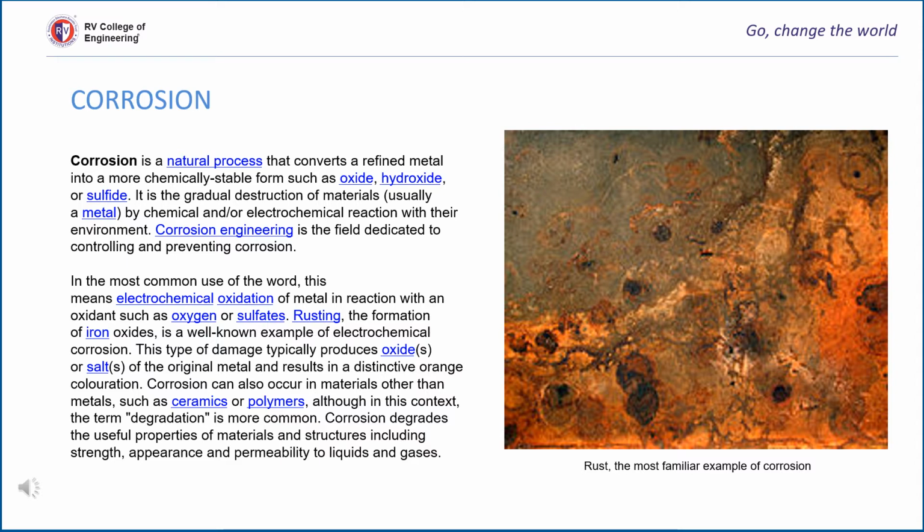Corrosion can also occur in materials other than metals, such as ceramics or polymers, although in this context the term degradation is more common. Corrosion degrades the useful properties of materials and structures, including strength, appearance, and permeability to liquids and gases.